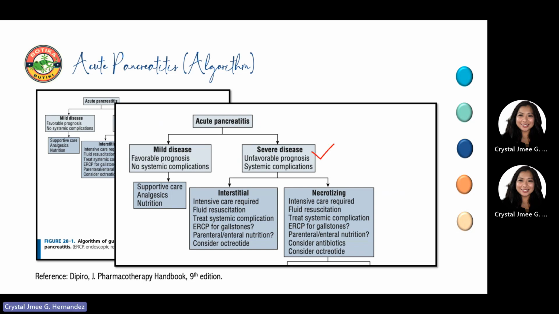Now, if it is severe disease, this would lead to unfavorable prognosis and usually leads to systemic complications. So it can either be interstitial or necrotizing. For interstitial, intensive care is required, so we need to have the patient admitted in the hospital. Fluid resuscitation, we need to address the systemic effects, ERCP of the gallstones, and parenteral-enteral nutrition, and consider octreotide. For necrotizing, it will be almost similar, but we have to add antibiotics.